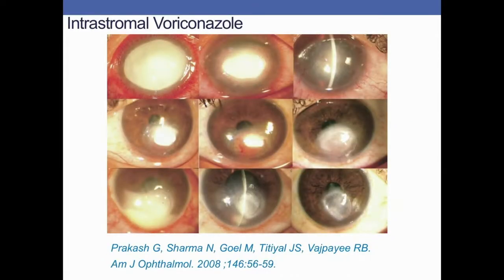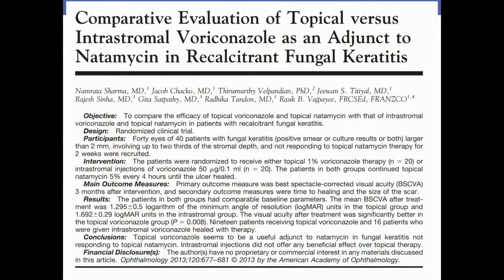Subsequently, we published a case series on intrastromal voriconazole with resolution of the ulcers, and we also did a randomized control trial to compare the role of topical versus intrastromal voriconazole as an adjunct to natamycin in recalcitrant fungal keratitis.